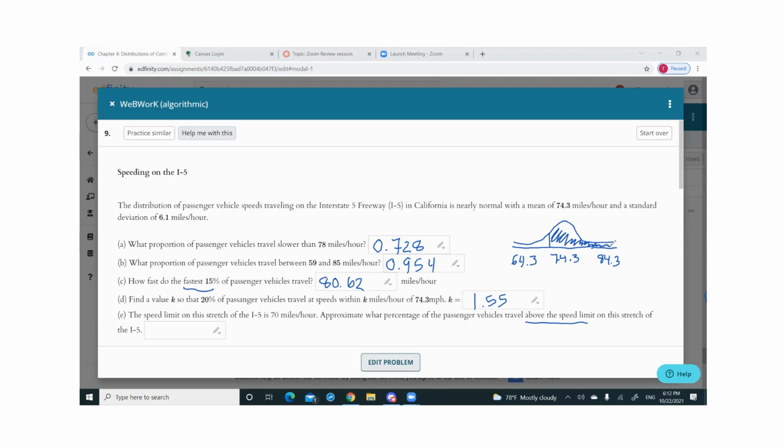So what we will do, we'll find the z-score. Z equals 70 minus 74.3 over 6.1, which gives us, if we look at our calculator, negative 0.705.